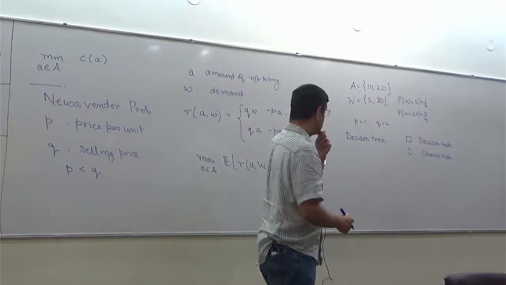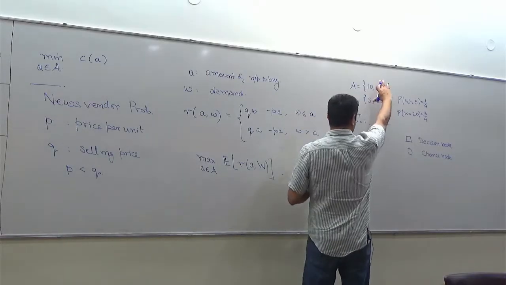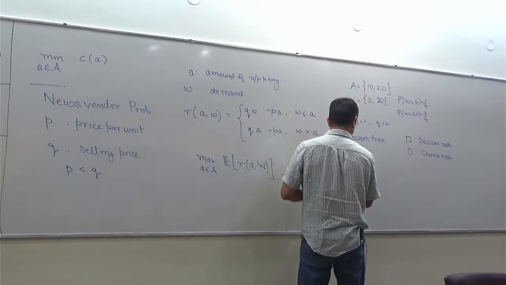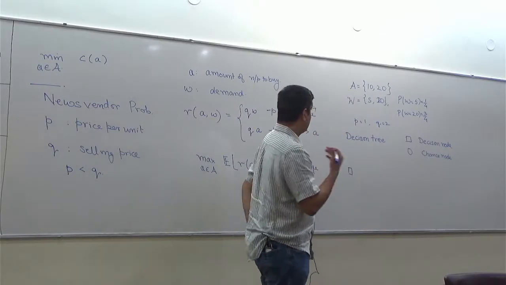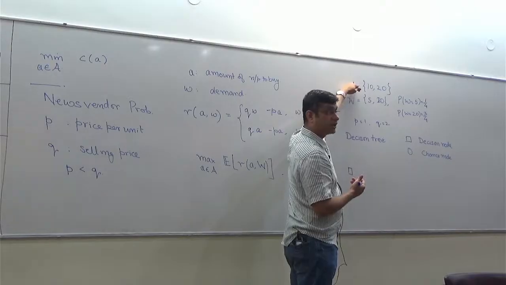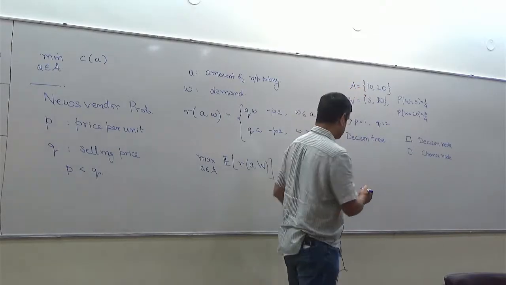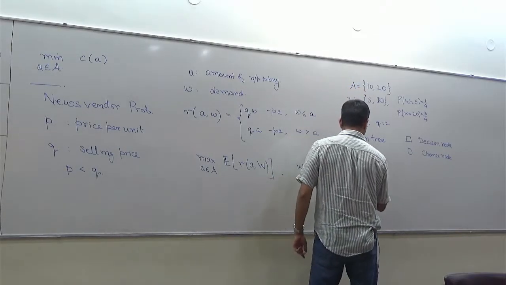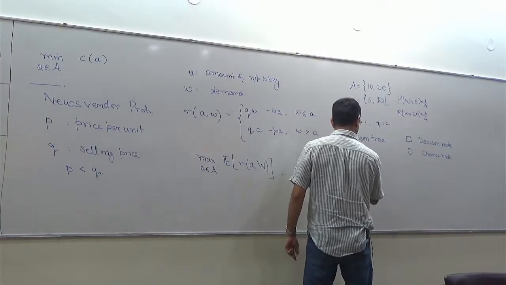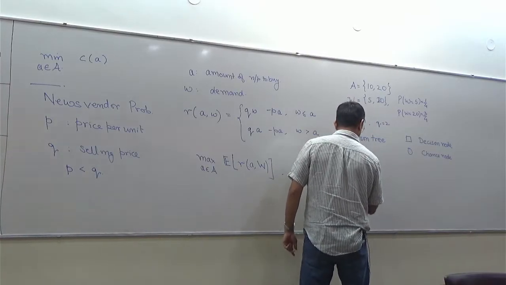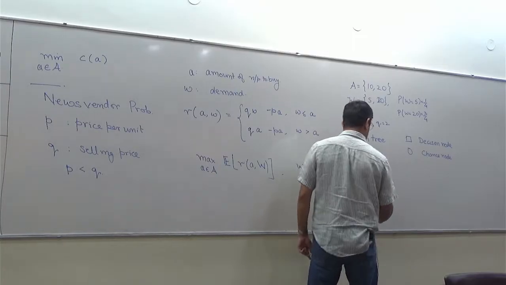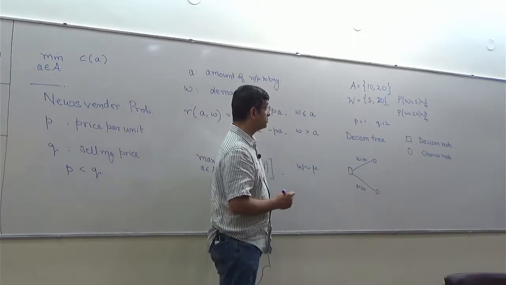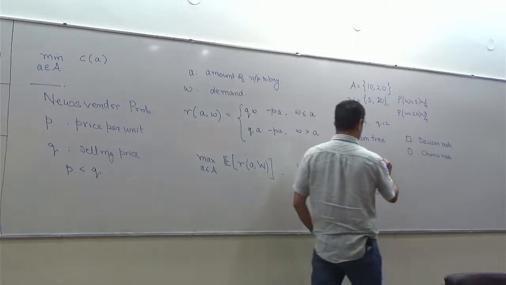Okay? So I'm going to model this as, for this particular case, the decision maker acts first at the beginning of the day. He has two alternatives, either to get 10 newspapers or 20 newspapers. I'm going to draw a branch corresponding to each one of these. This is A equals 10. This is A equals 20. After this has happened, nature acts. Nature is going to pick 5 or 20 with certain probability.